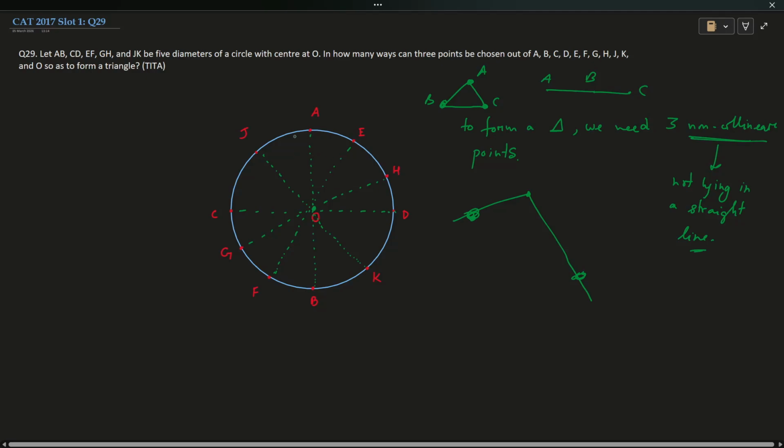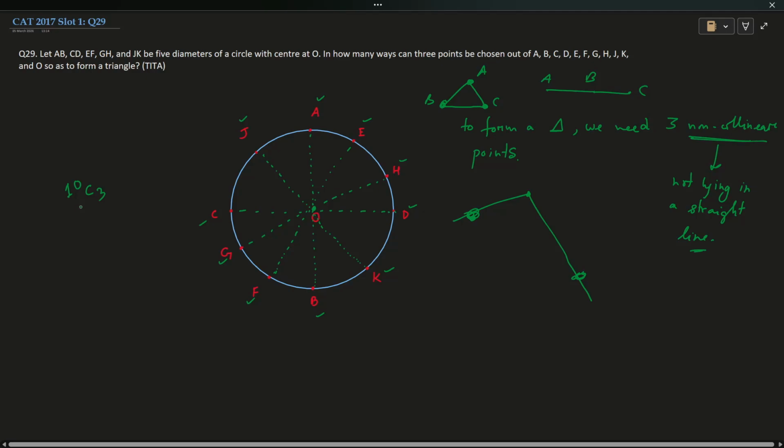Now, since I have to form triangles, I need 3 points. How many points are on the circumference? 1, 2, 3, 4, 5, 6, 7, 8, 9, 10. These 10 points are on the circumference and these 10 points are non-collinear points. If I consider any 3 points out of these 10 points, they will be non-collinear. That means out of these 10 points I can select any 3 points and I will get a triangle.